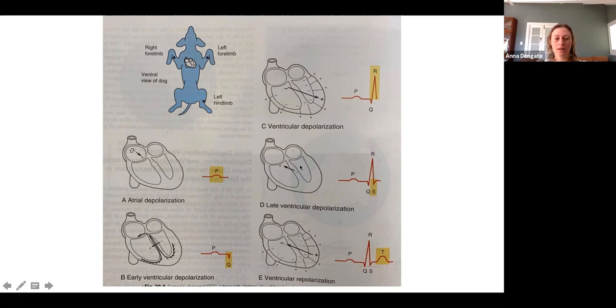So, sorry, I'll just go straight onto repolarization because that's all a little bit confusing, but essentially that's the way I think of it: there is ventricular depolarization, and then repolarization is usually a positive wave, but it can be quite variable in dogs and cats.